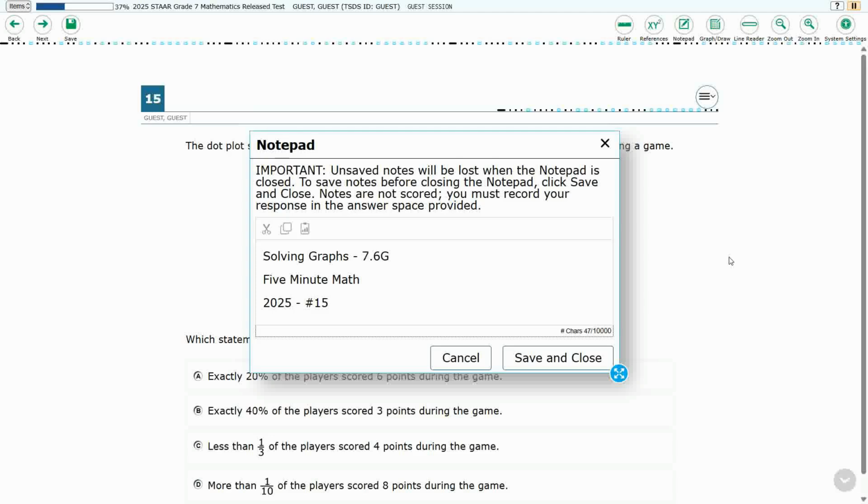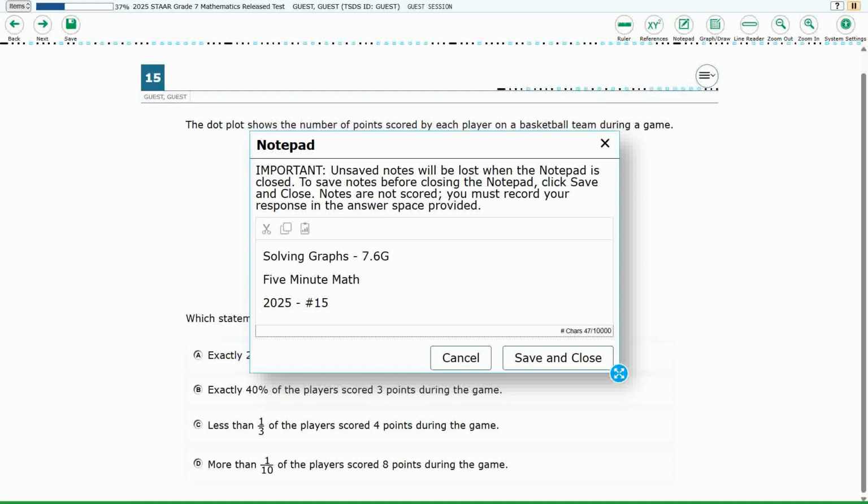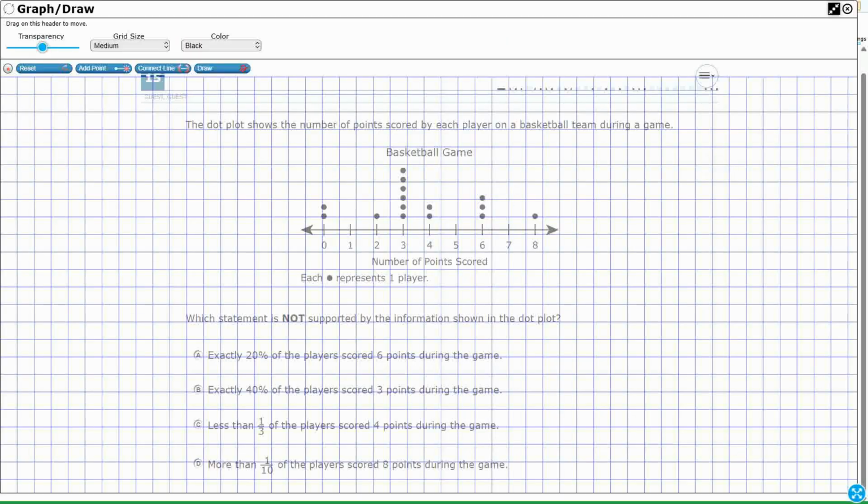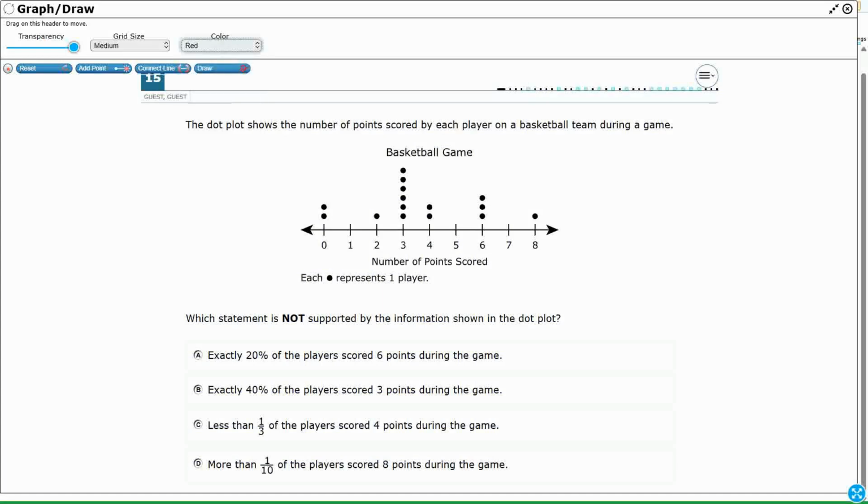Today we are looking at the 7th grade concept of solving graphs. This is standard 7.6G in the great state of Texas, and we are using item number 15 of the 2025 released STAAR test. If you haven't done so already, please go ahead and take a moment to pause the video, work this problem out on your own, unpause it, and we will look at our answers together.